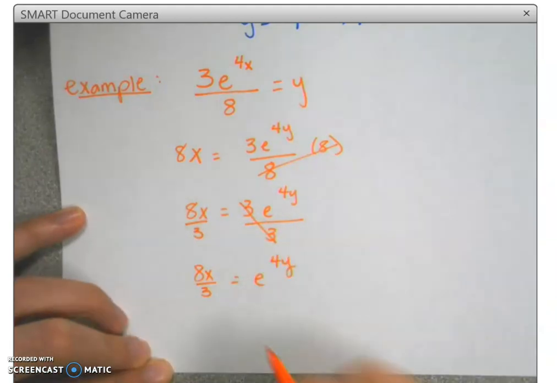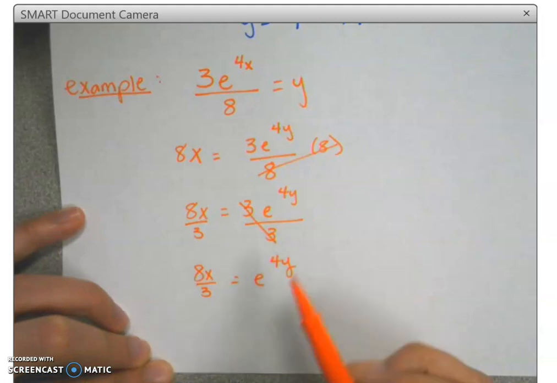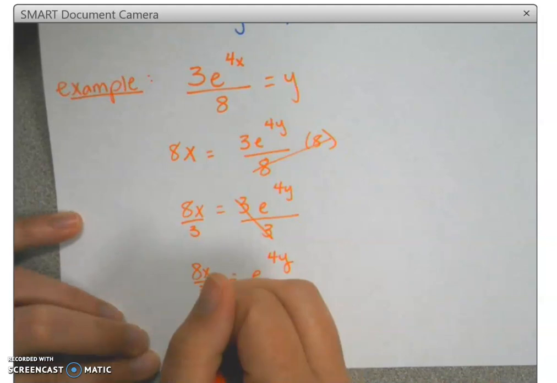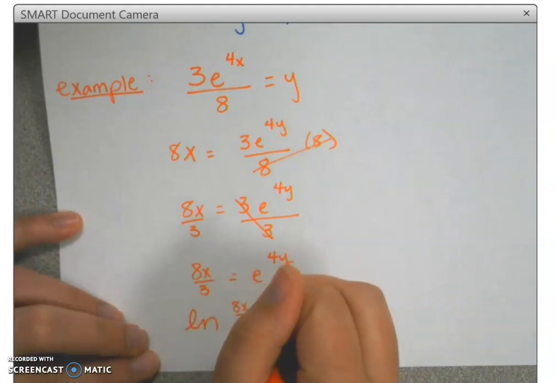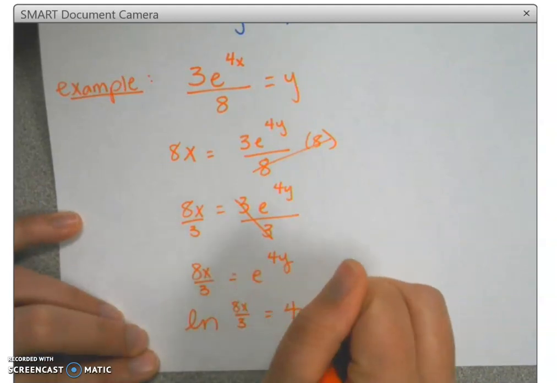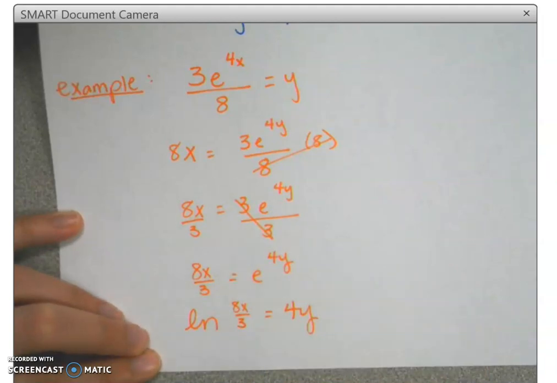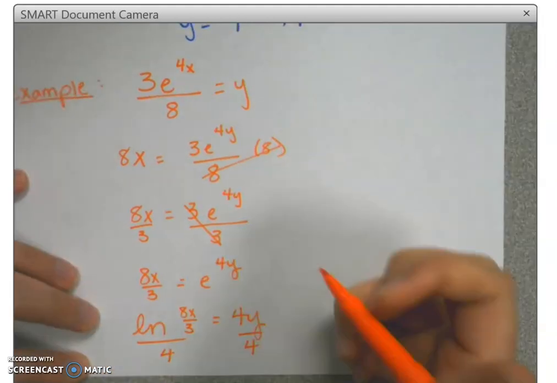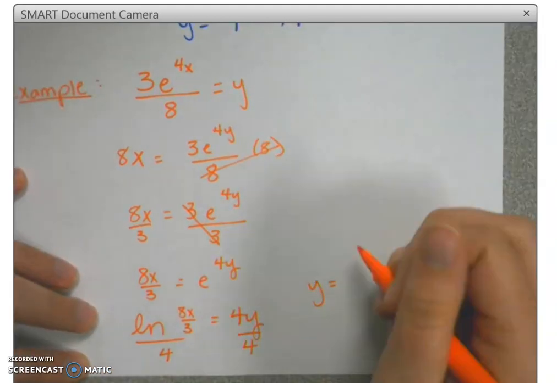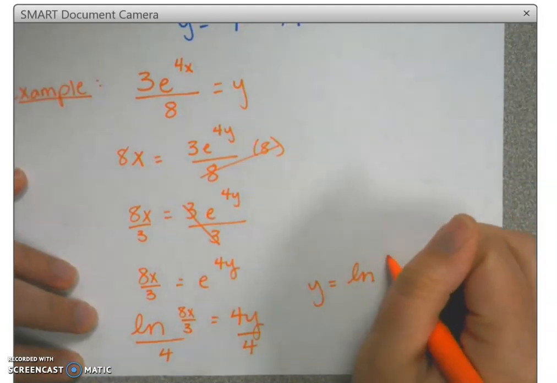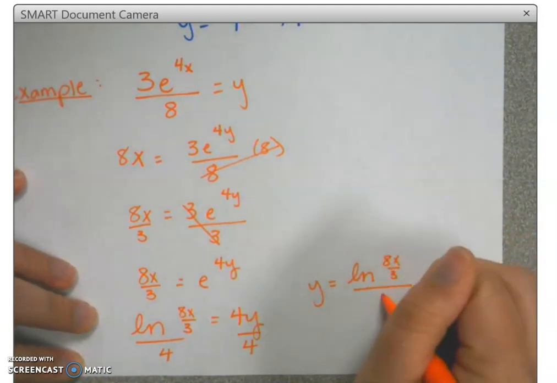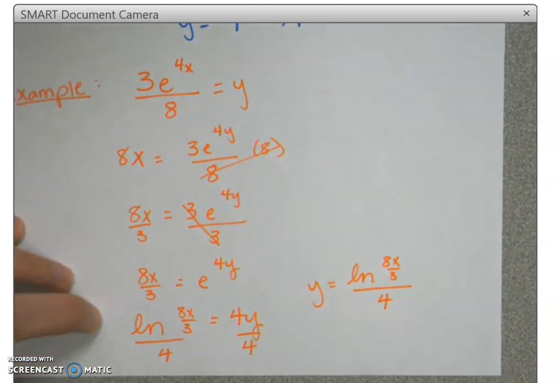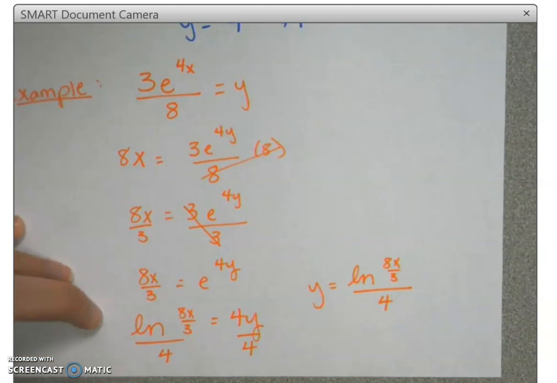Now I have it just to a base and an exponent. When I have it here, I can log it, but because my base is e, this is a natural log. So I have natural log of 8x over 3 equals 4y. Last step is to divide by 4. So my final inverse equation is y equals the natural log of 8x over 3 all over 4. So guys, that is how you do inverses with logs and exponential functions.